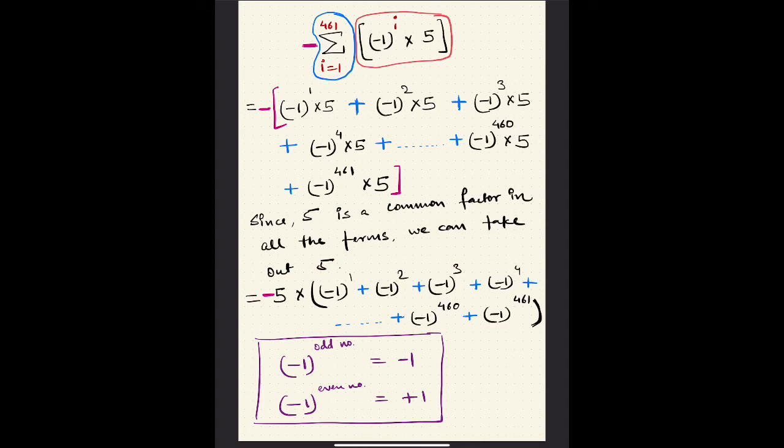And I hope things are clear till now. Let's see now how we can solve this. There's a small concept that is involved here. The concept is that negative 1 to the power of an odd number would give me negative 1. This would mean that I have to multiply negative 1 with itself an odd number of times, which would finally give me negative 1. And negative 1 to the power of any even number would give me positive 1 as the final answer. This would mean multiplying negative 1 an even number of times, which would finally give me positive 1 as the answer.